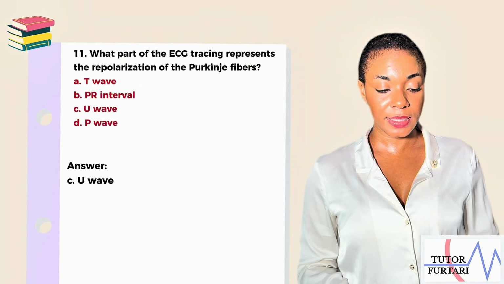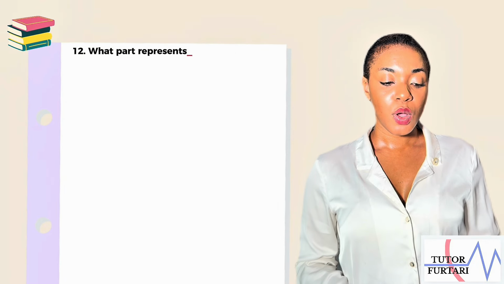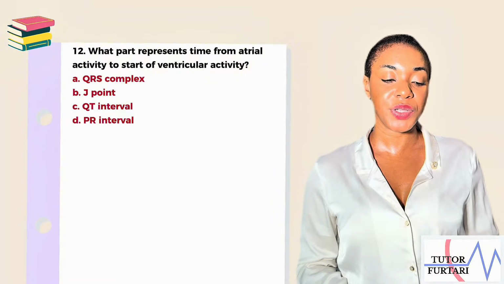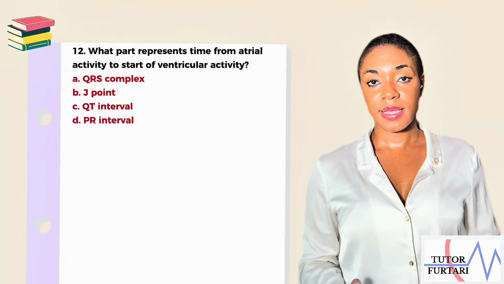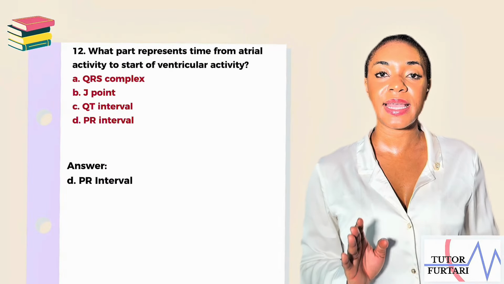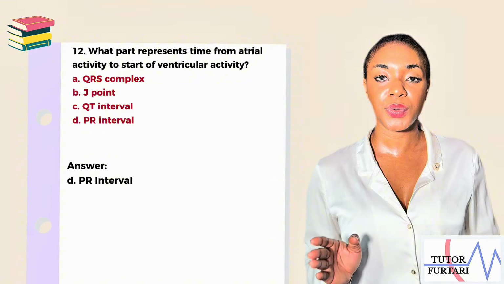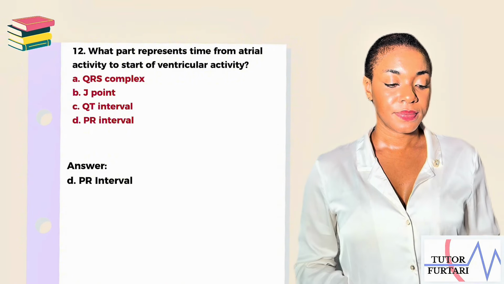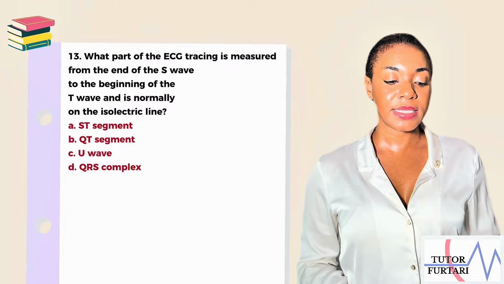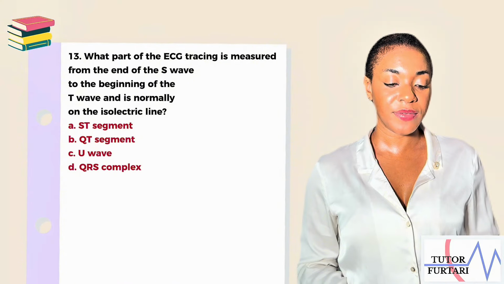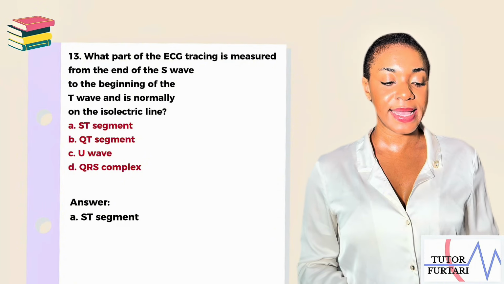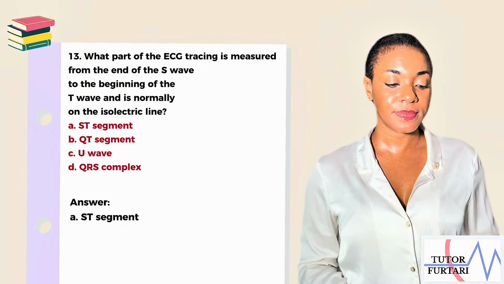That's option C. 12. What part represents time from atrial activity to the start of ventricular activity? The answer is PRI. The PRI starts from the beginning of the P wave and ends just at the beginning of the QRS complex. 13. What part is measured from the end of S wave to the beginning of T wave? The answer is ST segment, which is A.